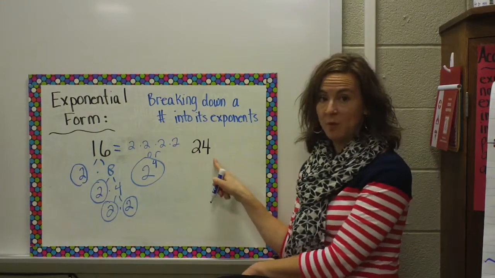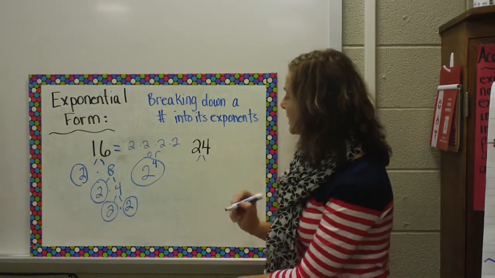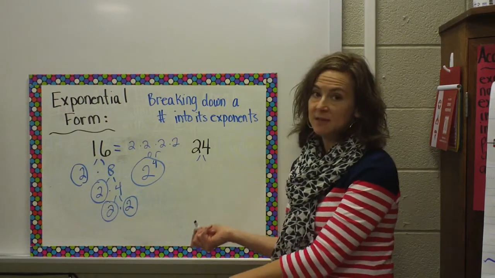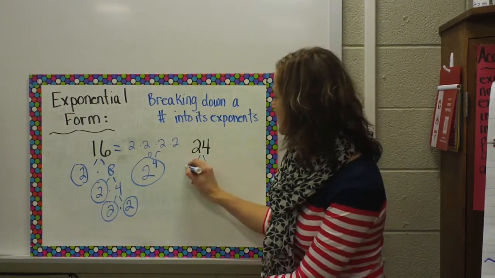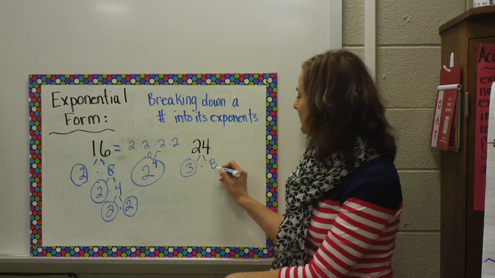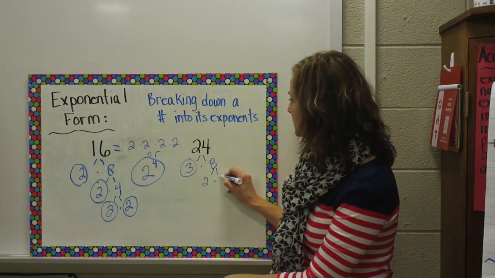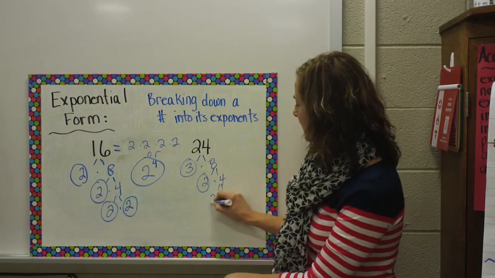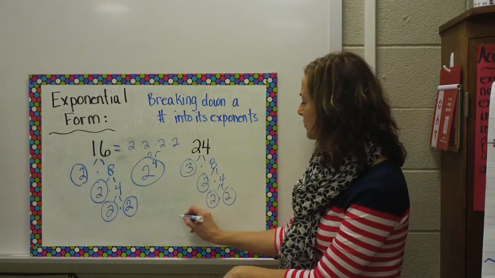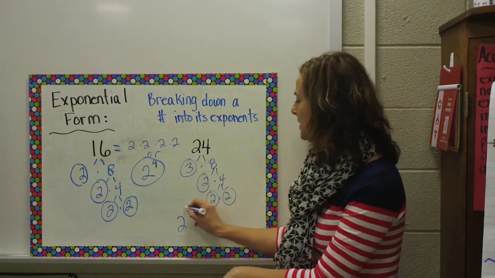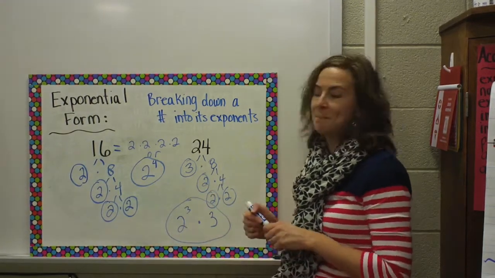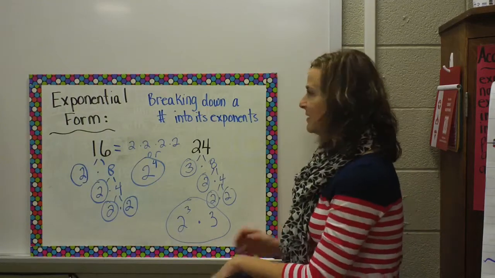Let's try this with 24. I take 24 and branch it out. I could do 2 times 12. I could do 3 times 8. I could do 4 times 6. Whatever works for you. I'm going to do 3 times 8. So I can circle my 3. I can branch 8 again by 2 times 4 and break that down. So I have 2 times 2 times 2 times 3. So that's 2 to the 1, 2, 3 times 3. Exponential form. We're going to be practicing some of these in class.